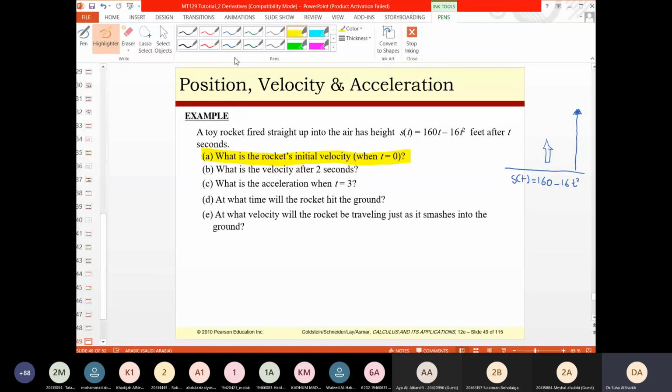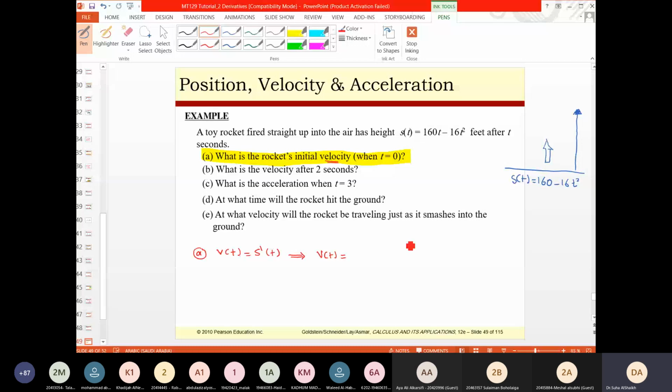So to solve A, I want the velocity. What's the velocity? Do we substitute directly or take the derivative first? The velocity in general, V of t, is equal to s dash of t. So the velocity function is: derivative of 160 is 0, derivative of the minus 16 t squared is minus 32 t. So this is the velocity.